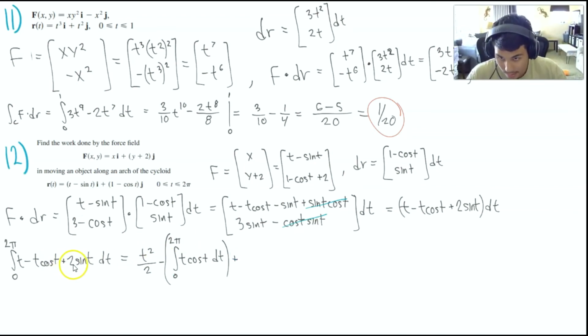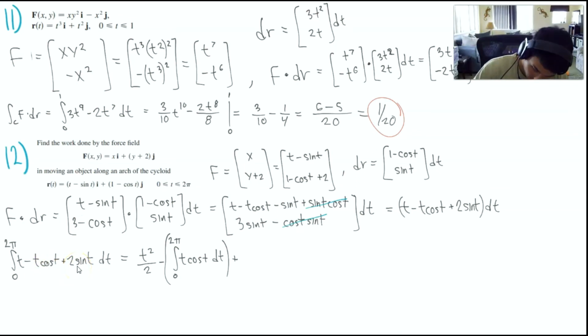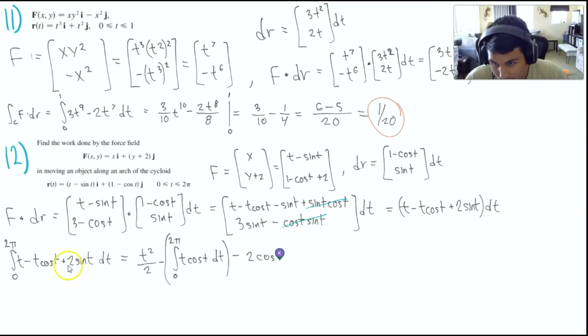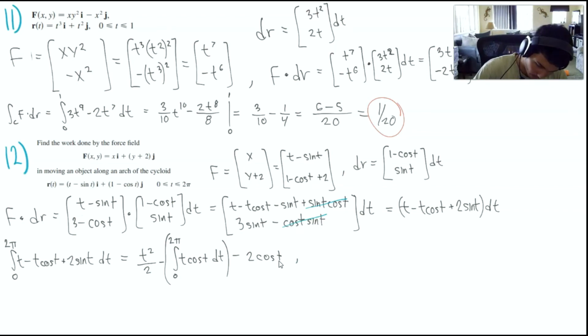And then we see that we got, what do we got here? Oh, we got 2 minus cosine t, because the antiderivative of 2 sine t is 2 cosine t. So let's just say we have part 1, which is equal to t squared over 2 minus 2 cosine t, from 2 pi to 0.